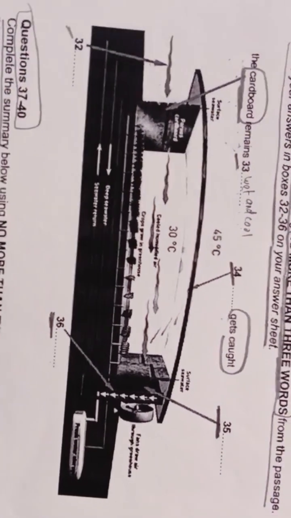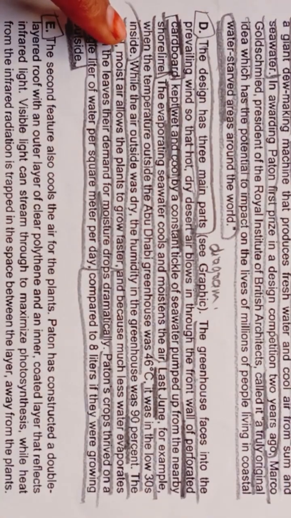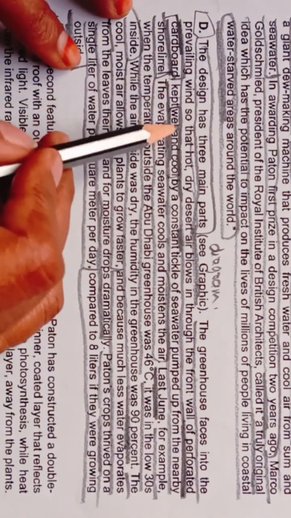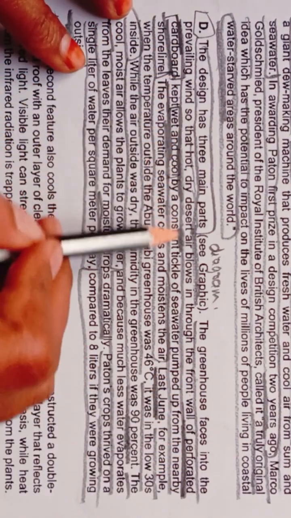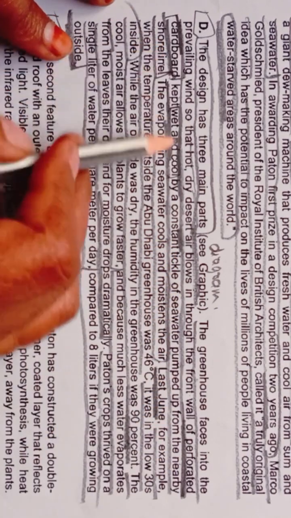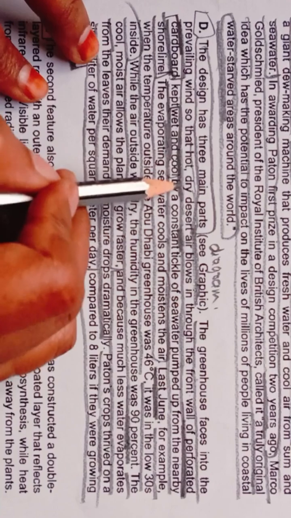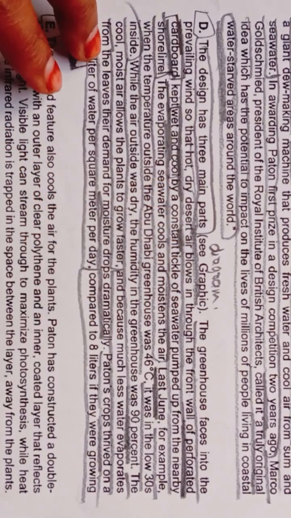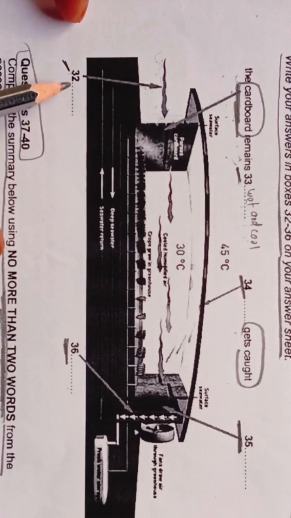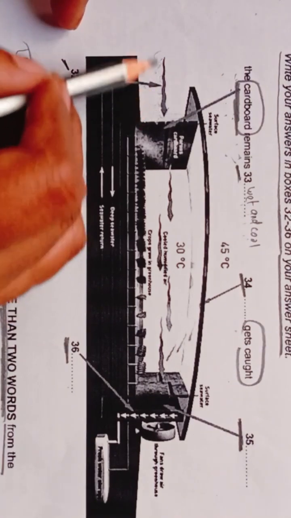So what they are saying here is the greenhouse faces into the prevailing wind so that hot, dry desert air blows in through the front of perforated cardboard. Hot, dry desert air will be our answer. So this is the air.